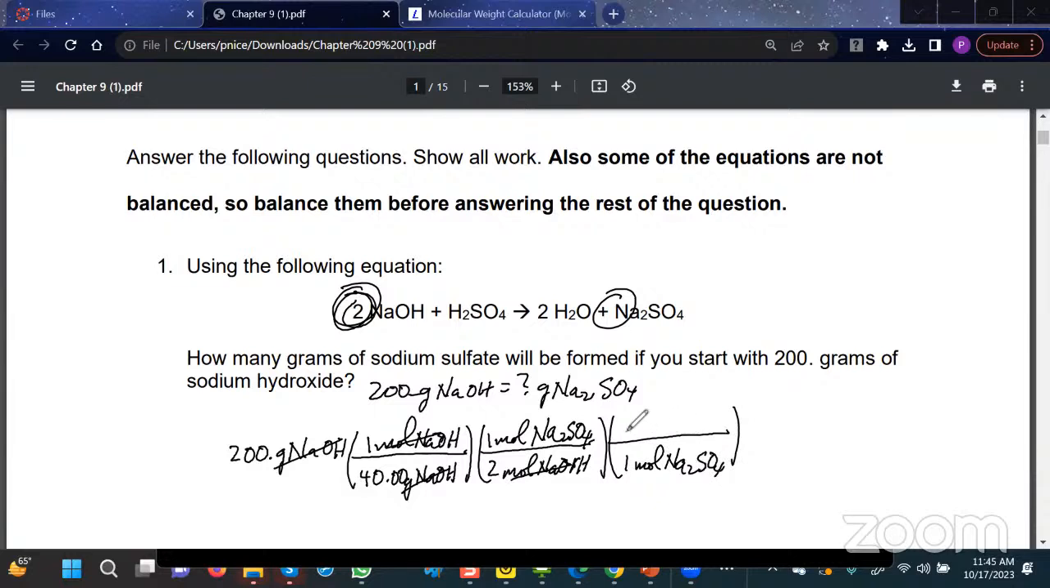Oh, you calculated already? 140 what? 0.04? Okay, I'll take your word for it. If I get the wrong answer here, blame, what's his name? Blame him. Okay, so sodium sulfate. All right, and then we do the number crunching. So 200 divided by 40 divided by 2 times 142.04. And the answer I got, now in this case, we have to round off to 3 sig figs because we have 3 here. So 355 grams of Na2SO4.